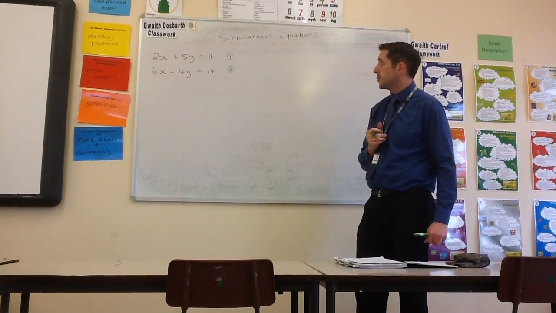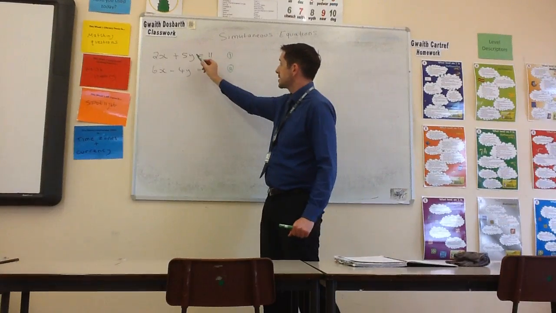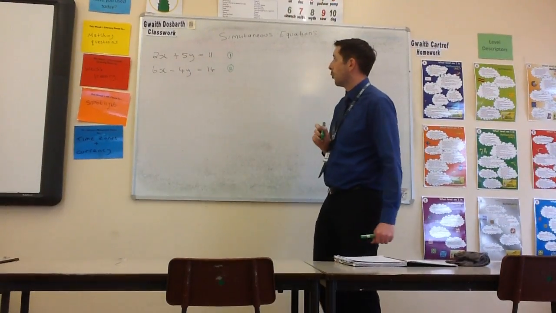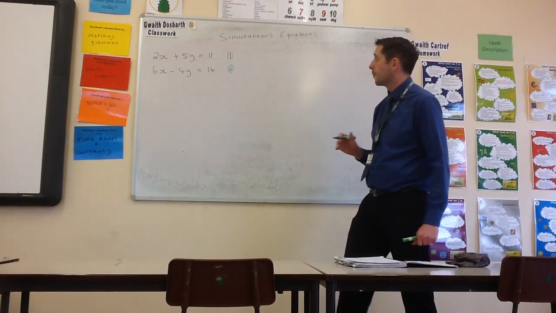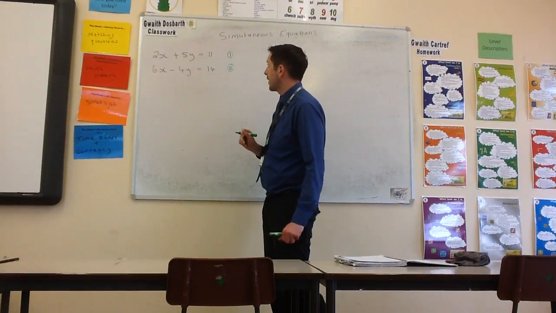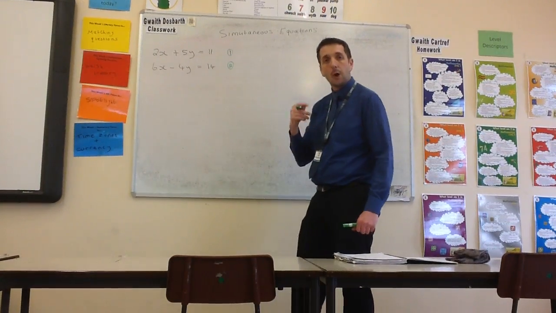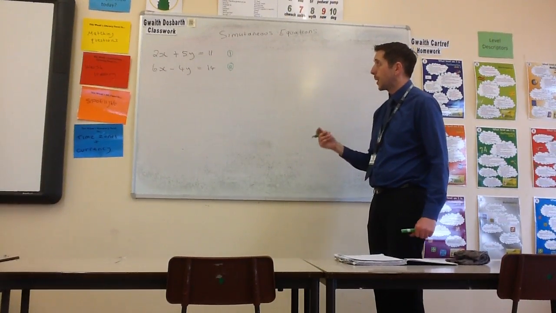Now we need to get the values in front of the y's the same. This time we've got a 5 and a 4. We're not going to worry about the signs at the moment because they're different. We'll deal with that a little bit later on. We need to find the lowest common multiple of 5 and 4, which is 20.